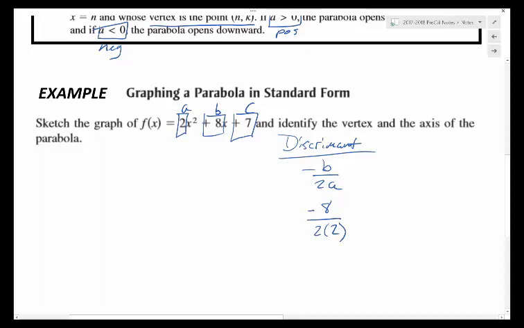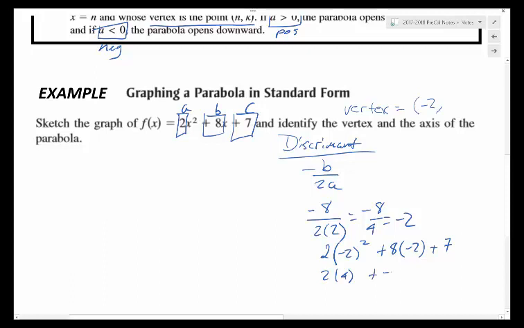The 8 was b, and it's the opposite of b over 2a. So that's negative 8 over 2 times 2, which is 4, which then gives me negative 2. So my vertex has negative 2 comma some y number. To find that, I'm going to plug it back in. 2 times negative 2 squared plus 8 times negative 2 plus 7. Excuse me, 2 times 4 plus negative 16 plus 7.